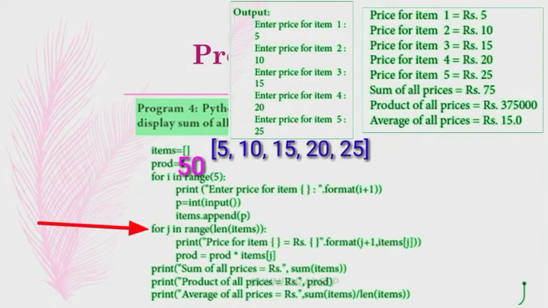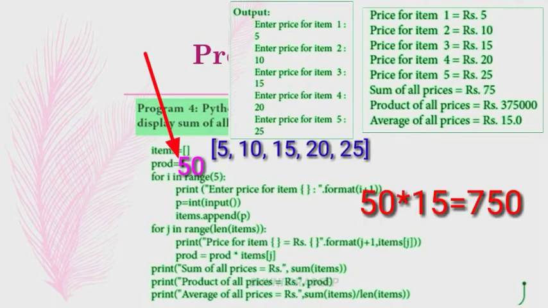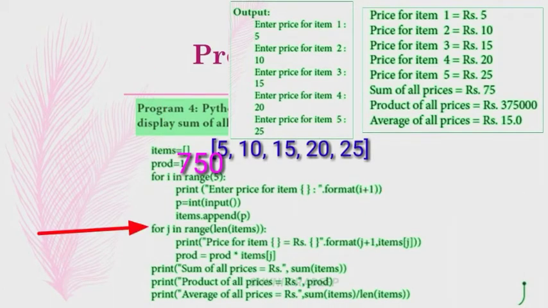Again come to the for loop. For j in range length of items. Length of items what? 5, which means 0 to 4. Now j value is what? 2. So print price for item, j plus 1 means what? 2 plus 1, 3. Item 3 is equal to rupees 15. Items j means what? 15. So product is equal to product into items j. Items j means 15. Product value is 50. 50 into 15 is equal to 750. Now new product value is what? 750.